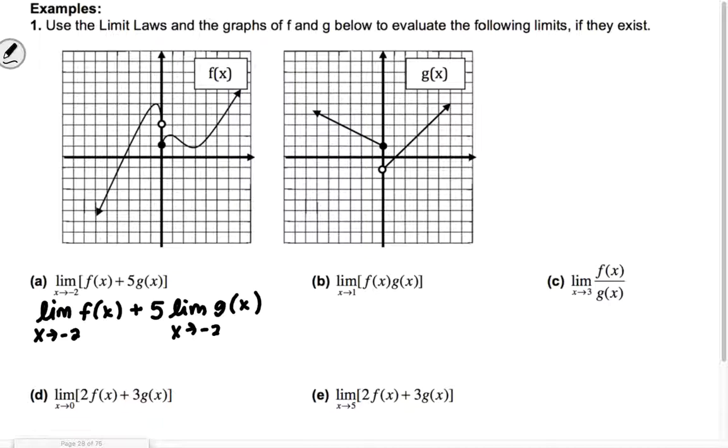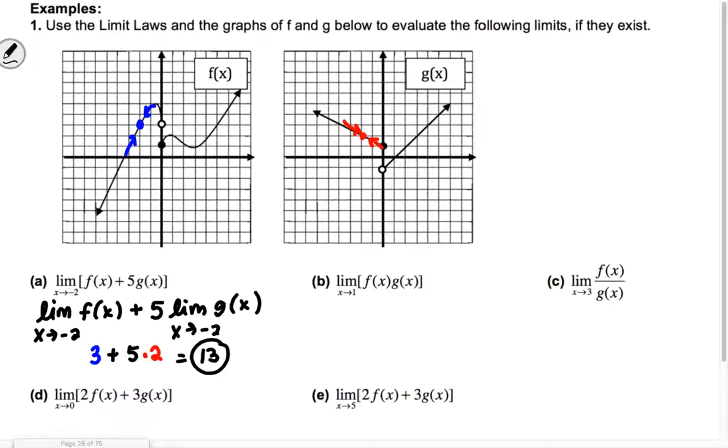So for the f of x graph, we look there and we're like, as x gets to -2, what y value do I get closer and closer to? So what's the y value there? It looks like 3, right? So as I go from the left and the right, I'm getting closer to 3. And then the next part I have 5 times the limit as x goes to -2 for g of x. What's that get closer to? 2, right? Do you guys see it? Do you guys remember all this, like reading limits from graphs? All right, so we get 13 in the end, so that would be 13.